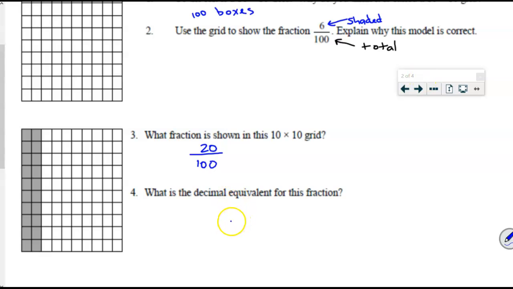Good guess, but no. Let's talk about why that's not correct. If I write it as 2.0, that's a whole number 2. Do we have 2 whole grids filled in? No, we don't have 2 whole grids filled in, but that's what that means. So we need to fix this. Bladen.